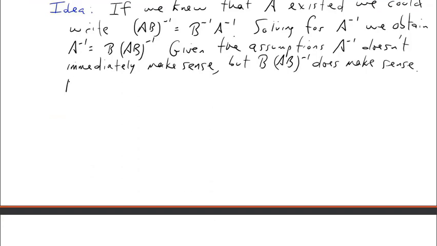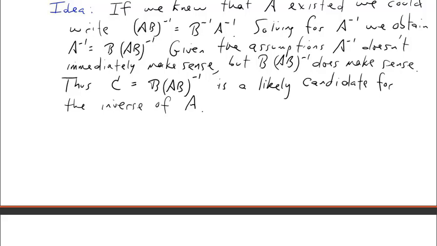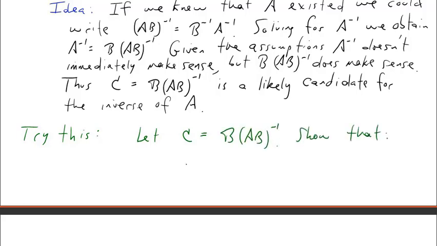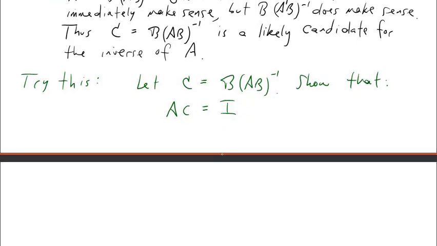So the right side, we're going to call that matrix C. That is, C is equal to B times the inverse of A times B. This is our likely candidate for the inverse of A. As a warm-up, here's a good exercise to try on your own. Let C equal the matrix we just wrote down above, and show that A times C is equal to the identity. In other words, C is a right inverse for A. Put this on pause and we'll check answers when we do the proof.